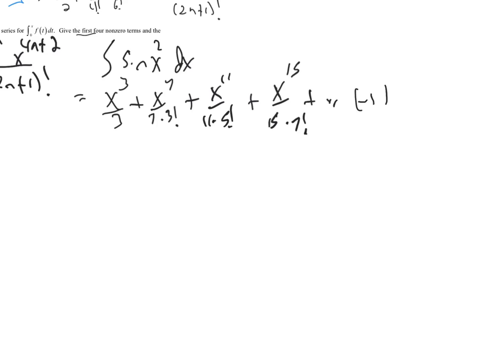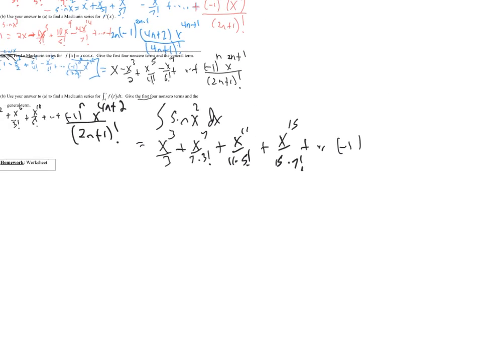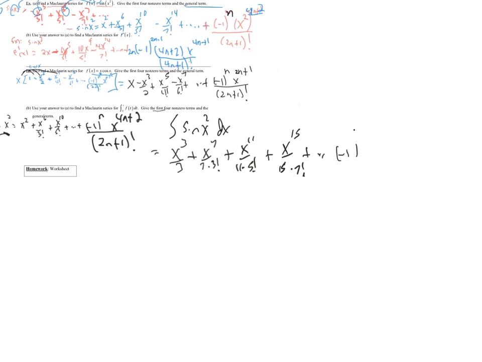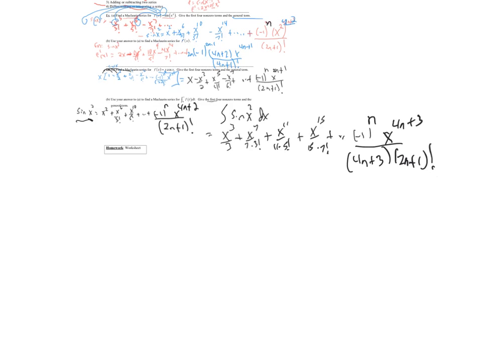Minus 1 to the n. What did I have? I don't remember. I had a minus 1 to the n. That's not going to change. But x becomes 4n plus 3 divided by the 4n plus 3, and I keep the 2n plus 1 factorial. Okay, I'll find a better person teaching this than me. Those general terms can get hard.